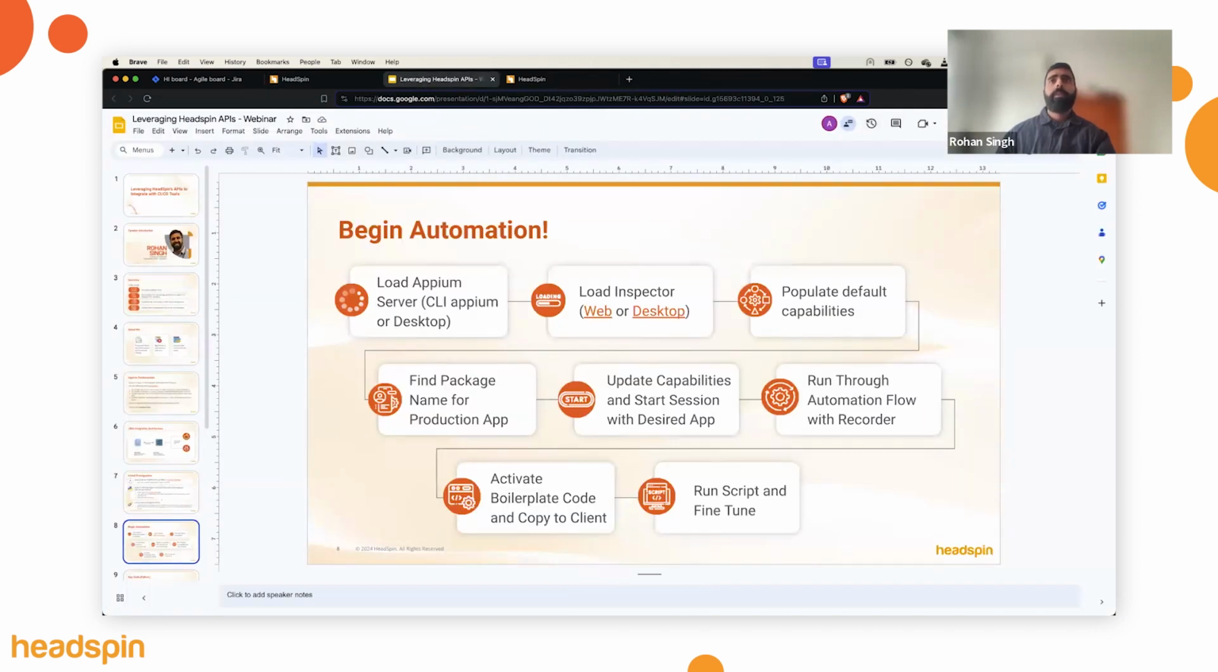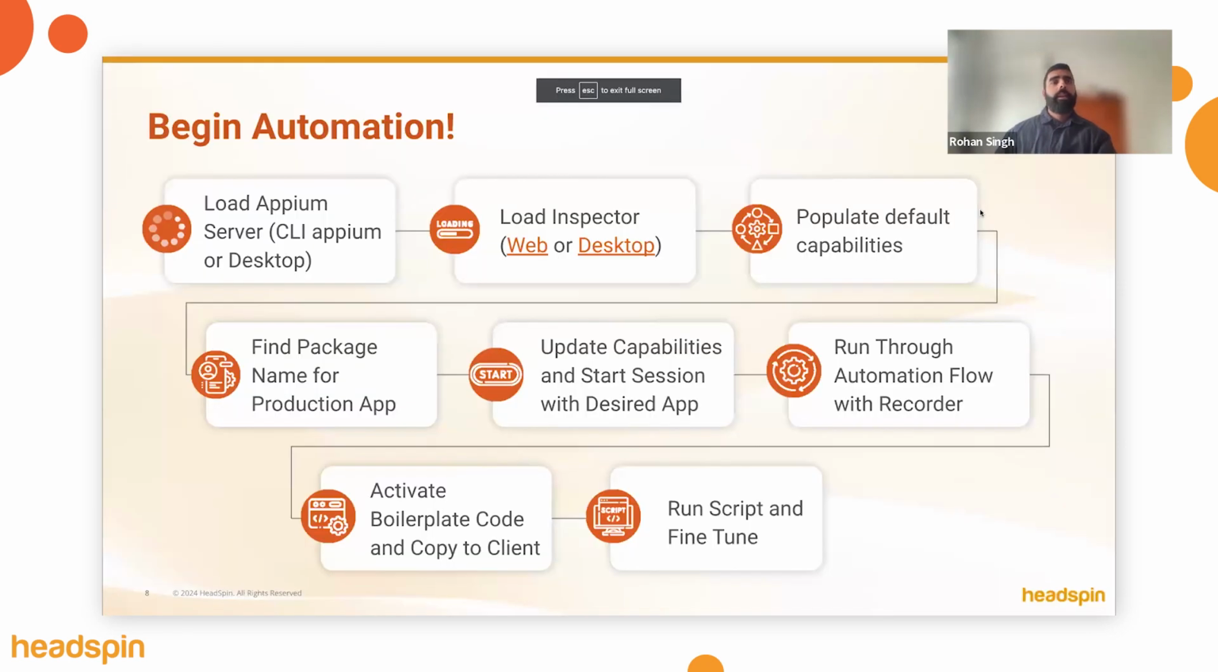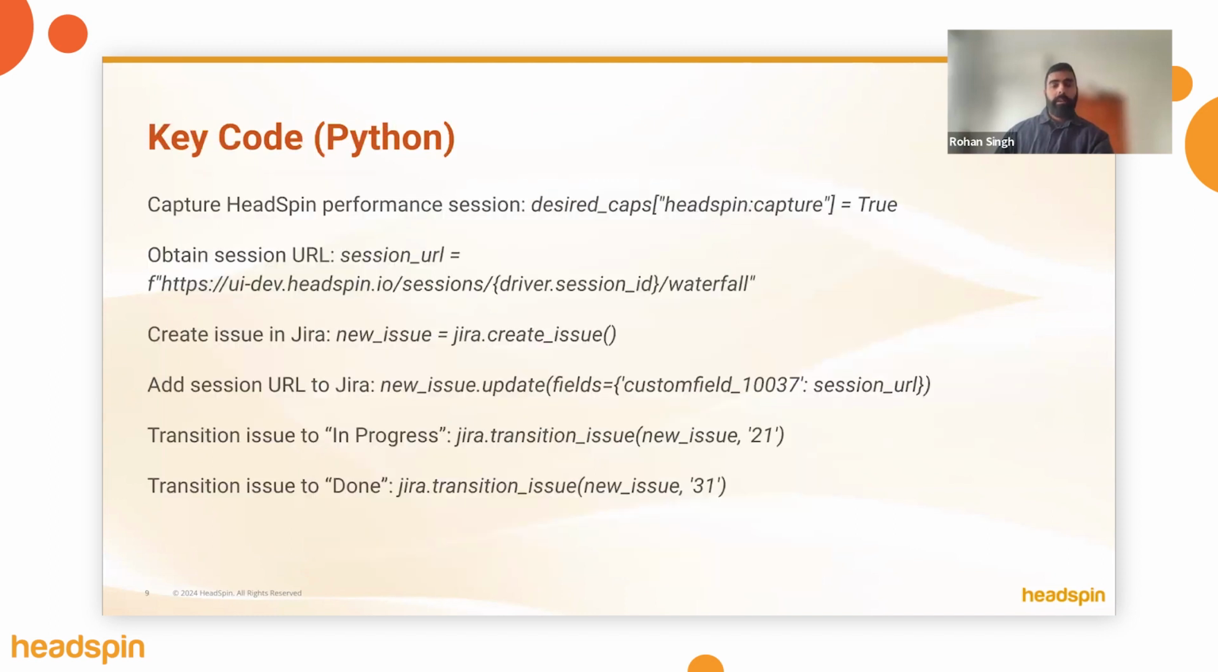Just in summary, when we did the automation, the Appium server was loaded by HeadSpin, and then we were able to see the inspector during that. We populated the default capabilities in the script, and we found the package name, which was Chrome. We start the app and run the automation, and then we were able to get the results.